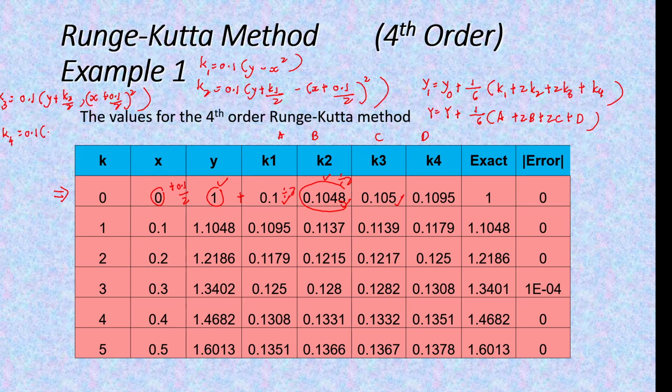K4 is actually y becomes y plus K3, and x becomes x plus h, and then squared. So for K4, x is 0 plus 0.1. So x is actually 0.1. You may just straight away key in 0.1 or 0 plus 0.1, same thing.